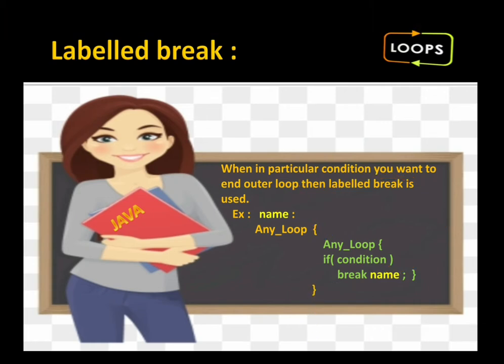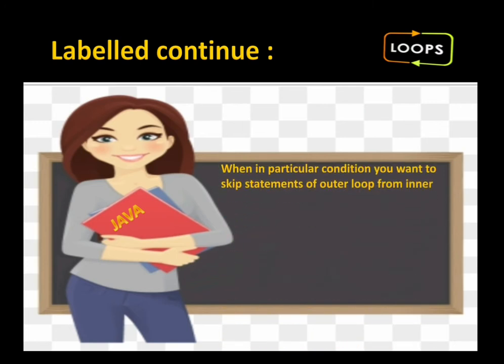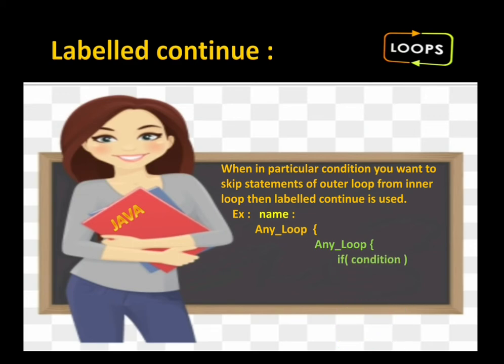In this way, you can use label break and you can have your labeled continue also. In the same way, when in a particular condition you want to skip statements of the outer loop from the inner loop, then labeled continue is used. How? You have to name that outer loop, and from any of the loops you can end. By using a condition, you can end or you can continue. Whatever you want to do, the same process you have to write for label break and label continue.